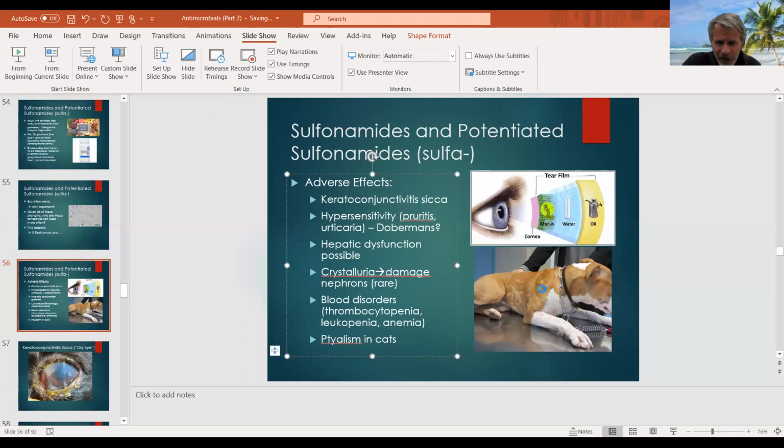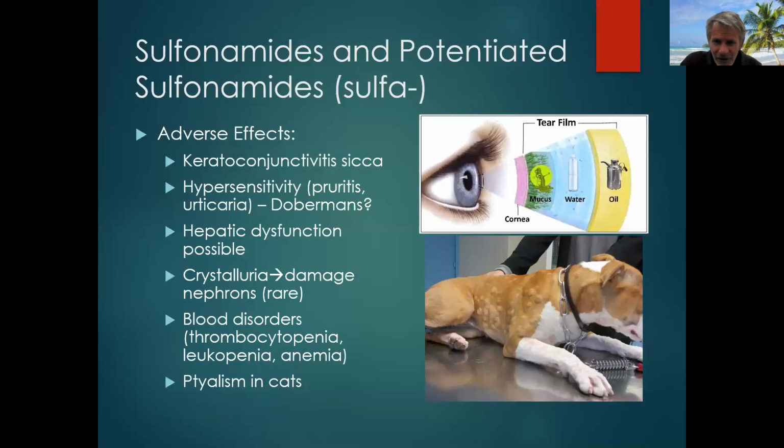This dog here, you can see, is breaking out in urticaria. Urticaria would also be called hives. Sometimes they'll get really itchy too, and that may happen more often in Dobermans. Possibly you can get some hepatic damage. Crystals can form, and that could damage the nephrons. That's pretty rare. We could get some blood disorders, low thrombocytes, low leukocytes. Again, that's not very common.